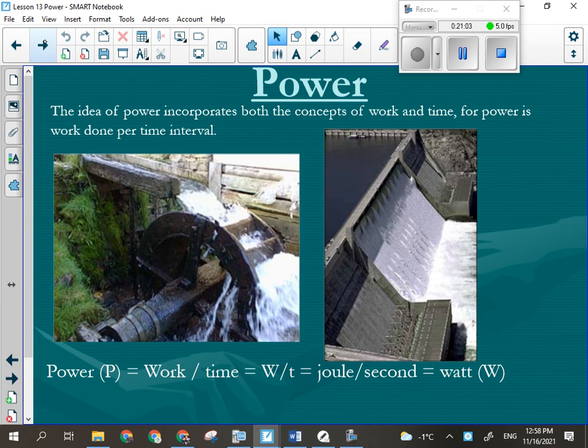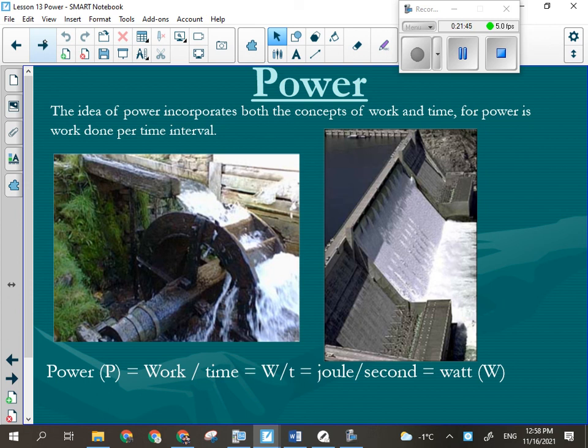Okay, so the idea of power incorporates the concepts of both work and time. Here's the thing we have to understand, because oftentimes people think the wrong way about power. They say that this hydroelectric dam can do more work than this one. It's not true. If I run this one for 2 seconds, and this one for 150 years, they will do the same amount of work. This one is more powerful, so it will work faster.